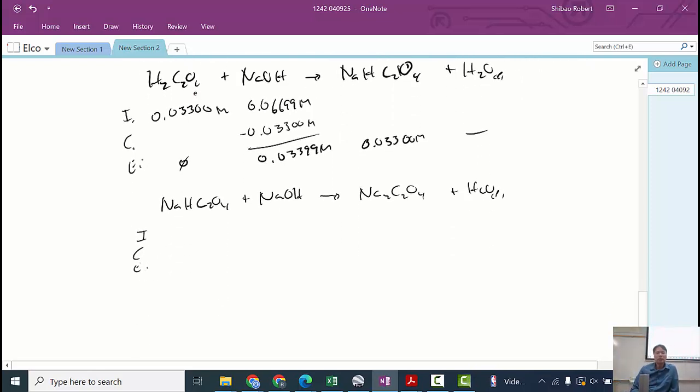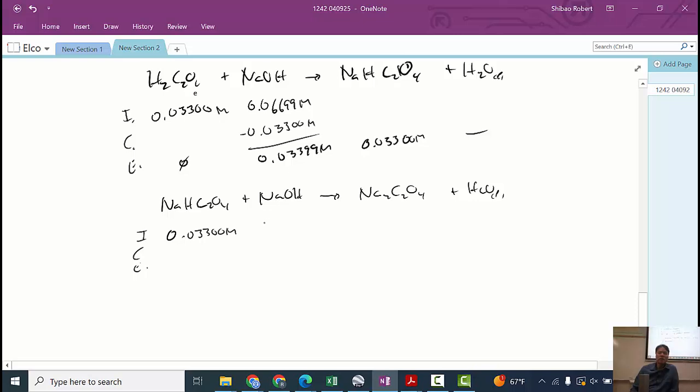And so the sodium hydrogen oxalate is amphoteric. Amphoteric species can act either as an acid or base, but in this case, even though sodium hydrogen oxalate is amphoteric, it's not going to act as a base. Why? Because sodium hydroxide is a much more powerful base. And so sodium hydroxide will assume the role of the base, therefore sodium hydrogen oxalate has to assume the role of the acid, even though it could go either way.